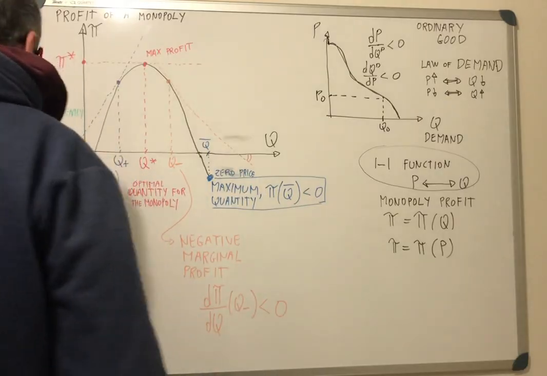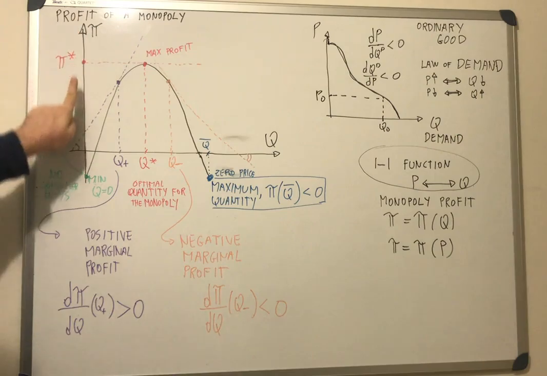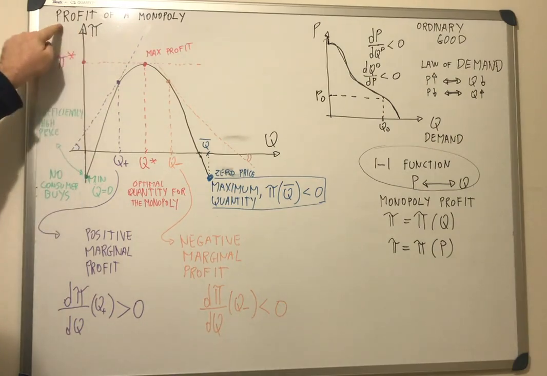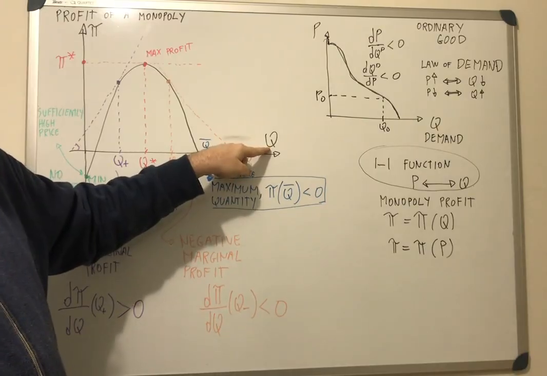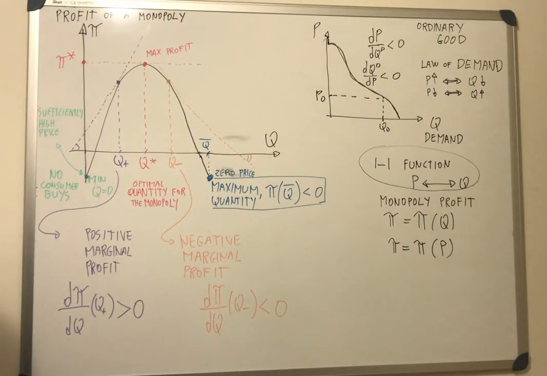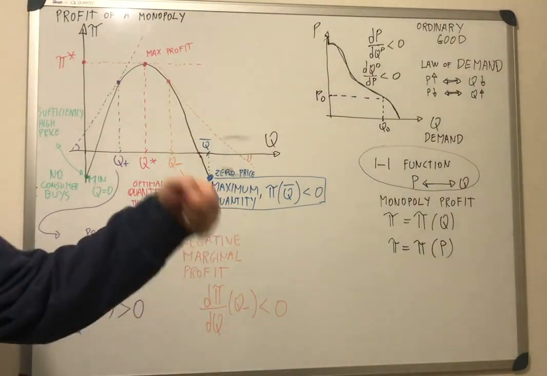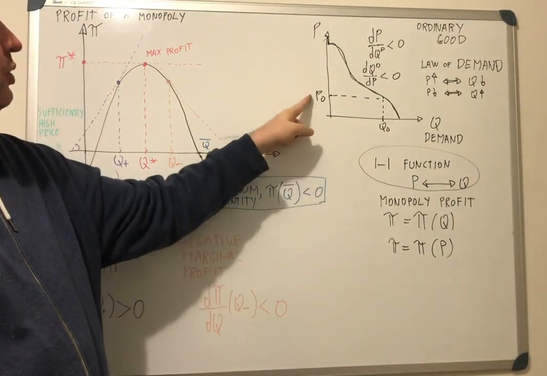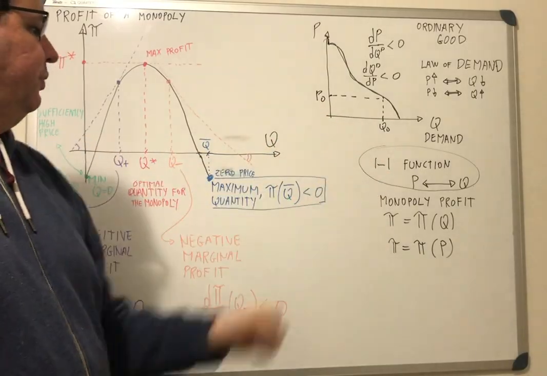Now, the profit of a monopoly. I'm plotting here on the vertical axis pi, the profit of the monopoly, as a function of the quantity, okay? And as I just explained, the monopoly can choose the quantity. For each choice of quantity, there's a unique price that will lead to that quantity and vice versa. It's a one-to-one relation.